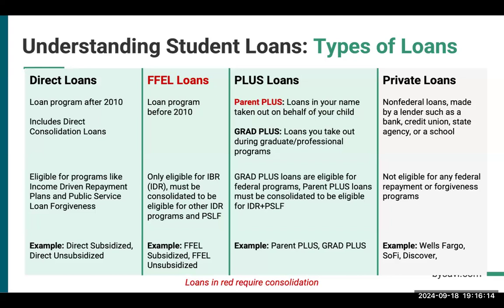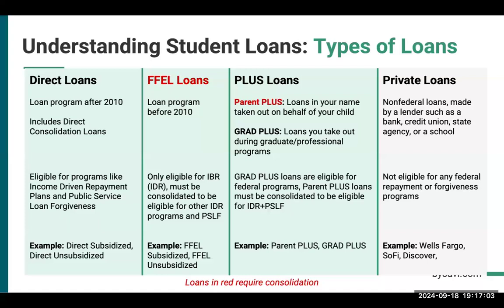The direct loan program is a federal loan program that began around 2010. So if you have a federal student loan that was disbursed from 2010 to present day, there's a very good chance it is a direct loan. The easiest way to tell if it's a direct loan is it will literally say the word direct or DL, which stands for direct loan, in that loan title. Examples include direct subsidized, direct unsubsidized, and direct consolidation loans. Now, the great thing about direct loans is that they are eligible for all the programs we're going to talk about here tonight, including things like income-driven repayment and public service loan forgiveness. So if you have direct loans, you're good to go and in the clear.